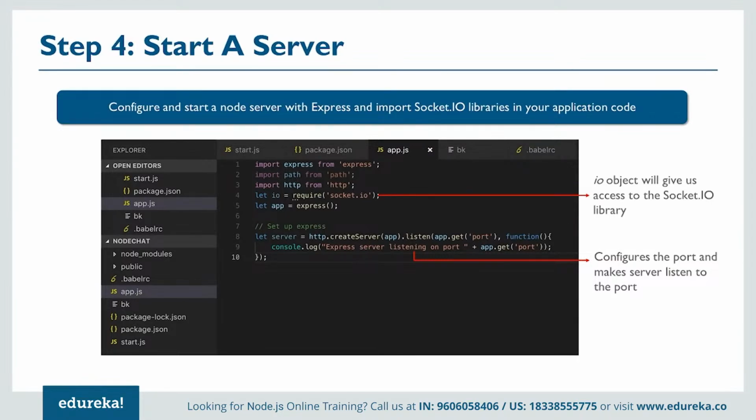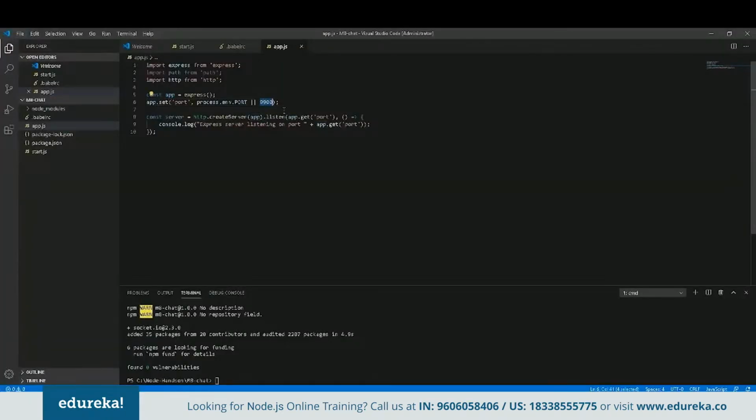And here we are configuring the port and making the server listen to the port. So we've also mentioned the port number, which for us will be 9900. If it's set in the environment variable, it will take that one.